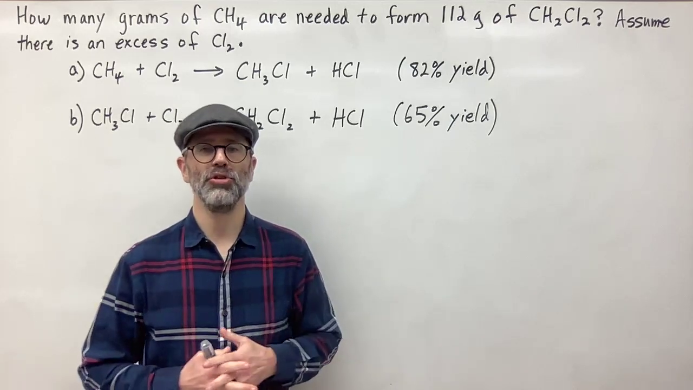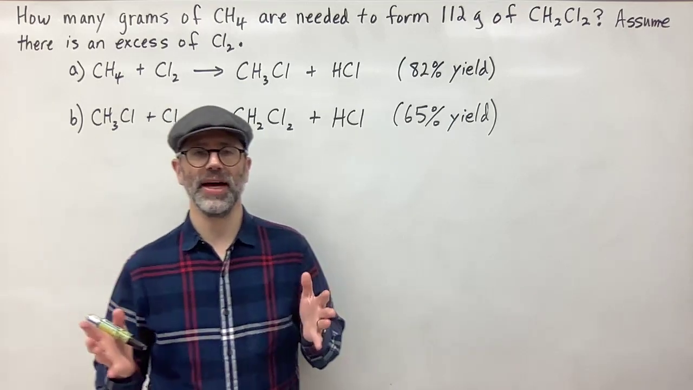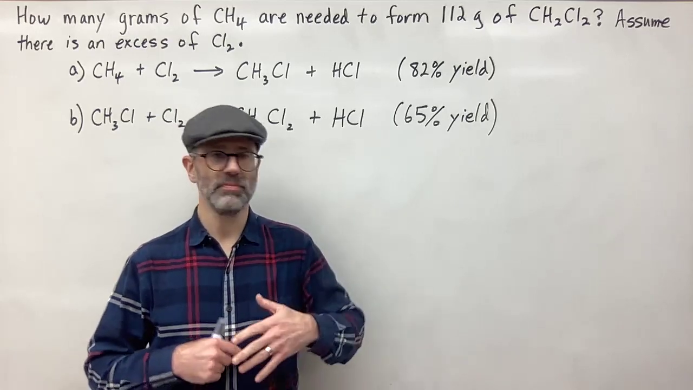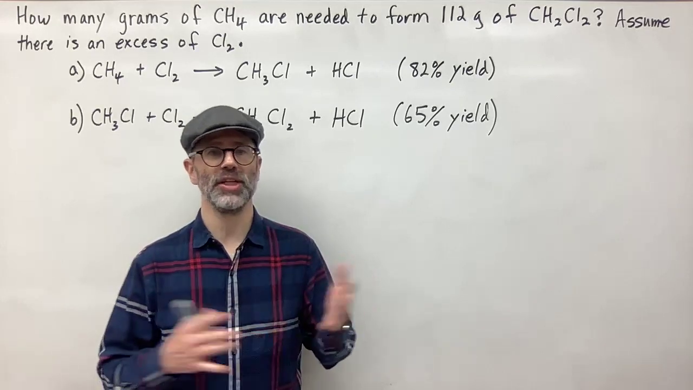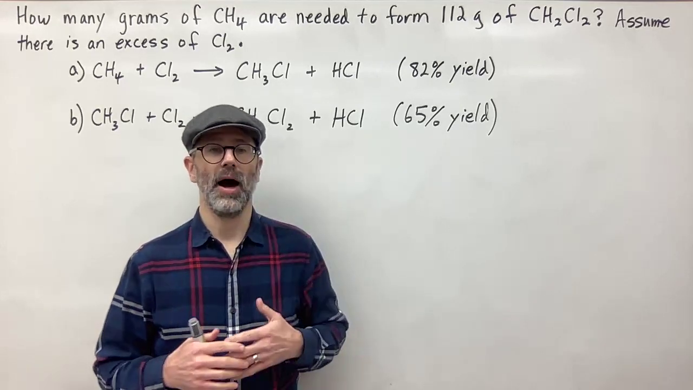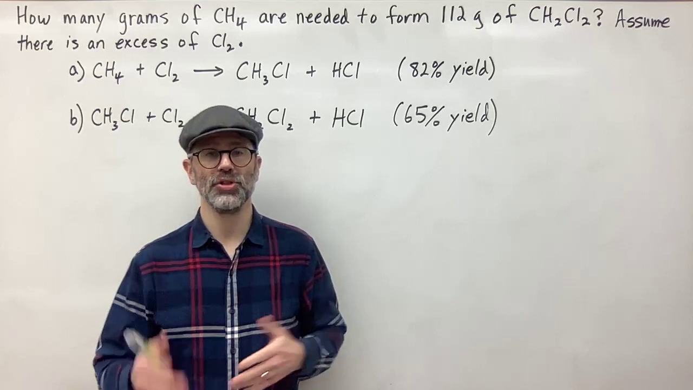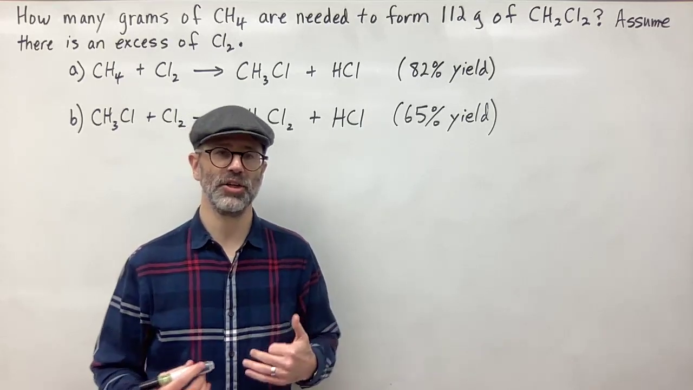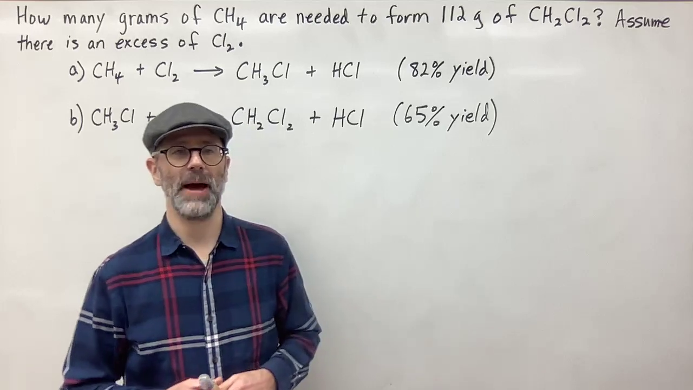So normally when you do stoichiometry, you're assuming that everything is working out great, and you're assuming that you have 100% yield each time when you're doing a reaction or when you're doing stoichiometry. But in this case, we're going to have some percent yields that are less than 100. So let's look at how to do that.